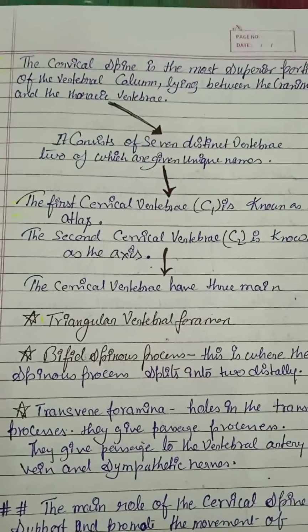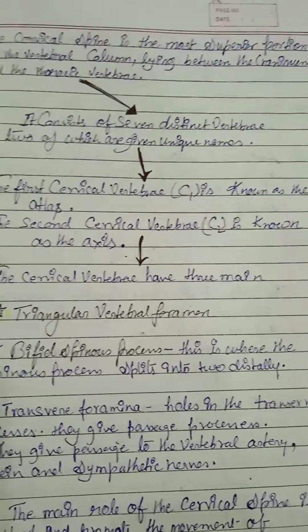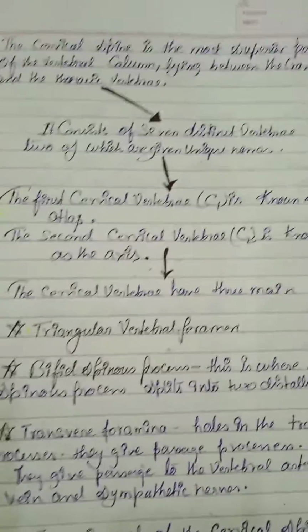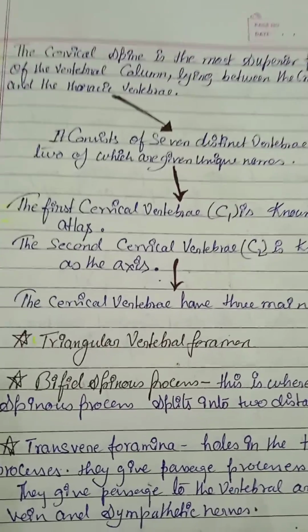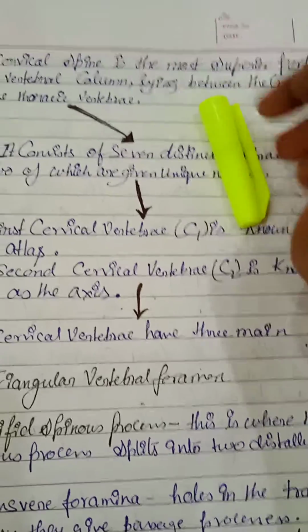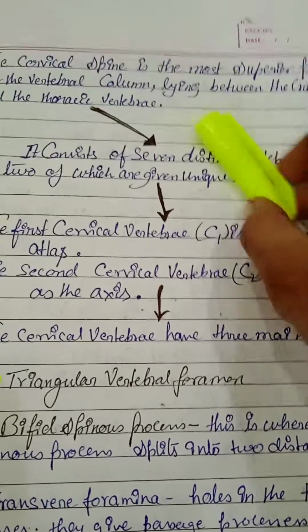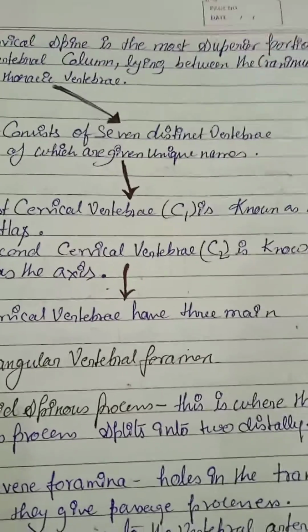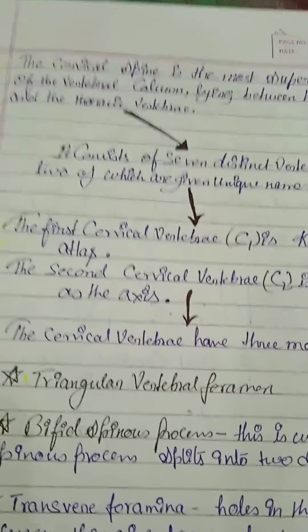Okay, the cervical spine is the most important and superior portion of the vertebral column, lying in between the cranium and thoracic. Suppose this is the cranium, the upper portion, and this is the thoracic vertebra. Okay, it consists of several districts, divided into unique names.